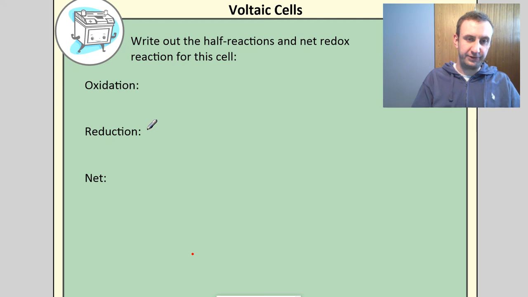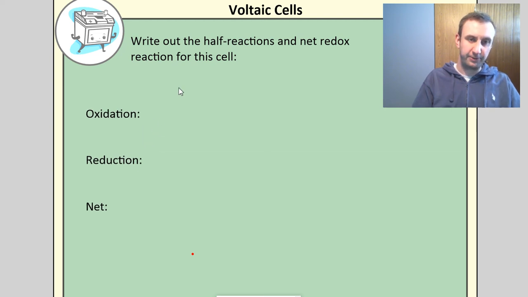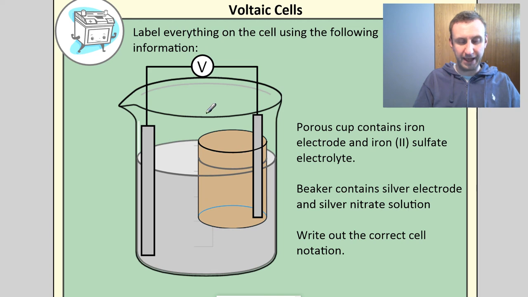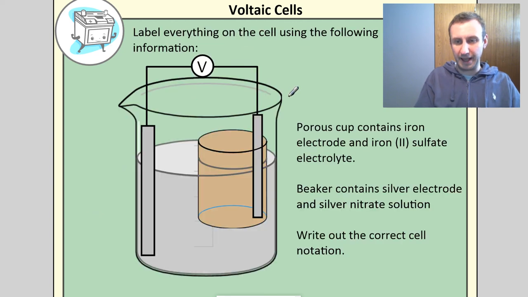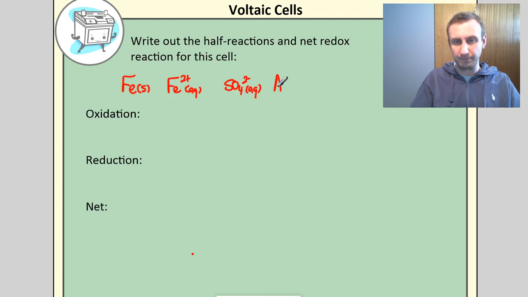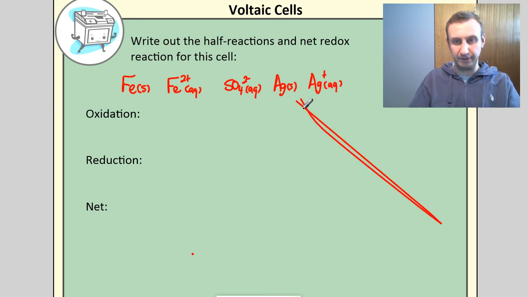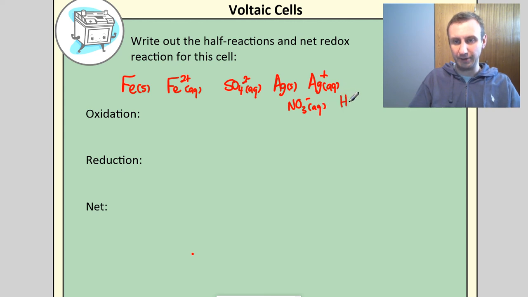Hopefully you've tried it out. Let's take a look and go through what my different entities are and analyze it here. So what I have is iron, Fe solid. I have iron 2, Fe2+ aqueous. I have sulfate ion, SO4 2- aqueous. Then I have silver, Ag solid. I have silver nitrate, so Ag+ aqueous, and NO3- aqueous, and then I have water as well. I know this is getting messy.